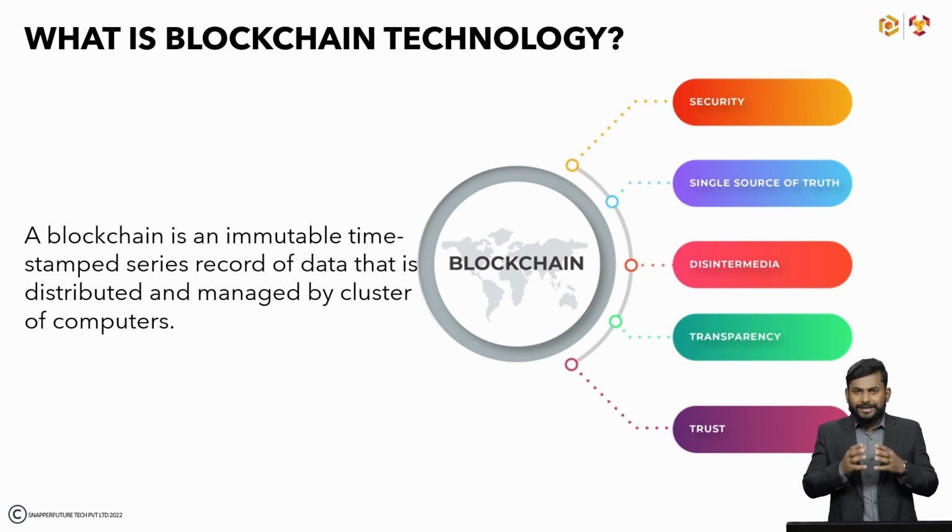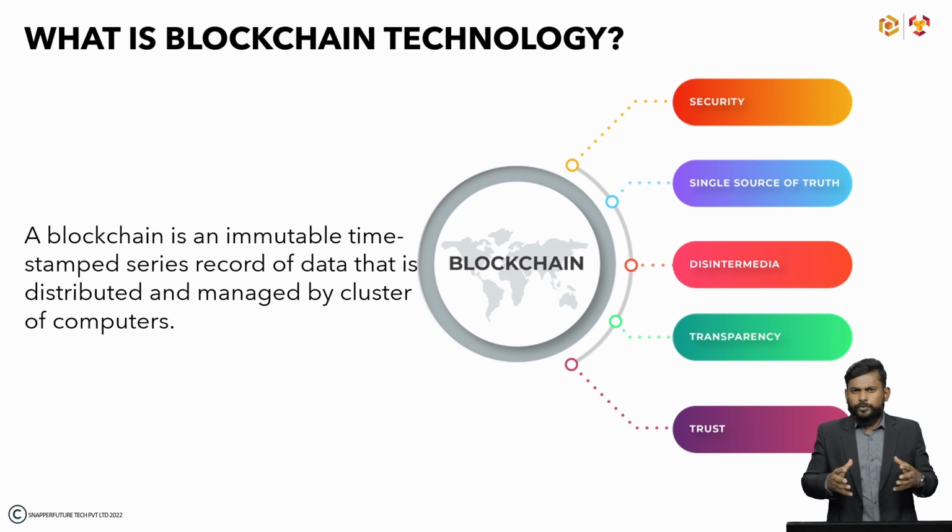A blockchain is an immutable timestamped series record of data that is distributed and managed by clusters of computers. So there are a lot of technical terms that I've used here, but something that you can really relate to is data. Yes, when it comes to blockchain, there is a method of storing the records, that is the critical data, in a method in which it is chronologically ordered, one, and second, it is immutable in fashion. That means once the data has been recorded, it cannot be tampered with.